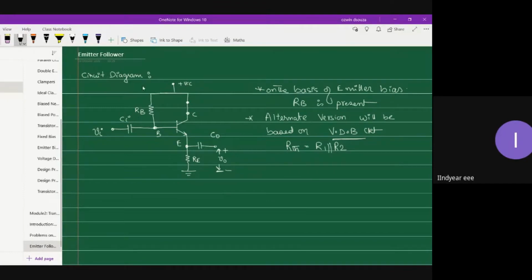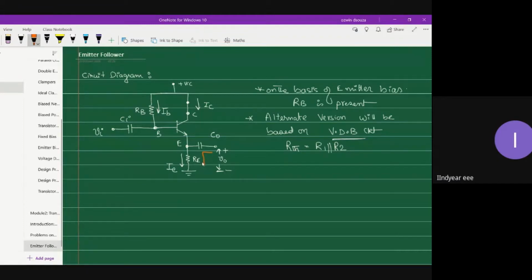All right. So what I'll do, I'll mark the current directions. AC current directions I'm marking. Say this is IB, IC, and this is your IE. Remember one thing. In case of emitter follower circuit, the current direction IE and the two-port standard current direction I naught will be in the same direction, right?